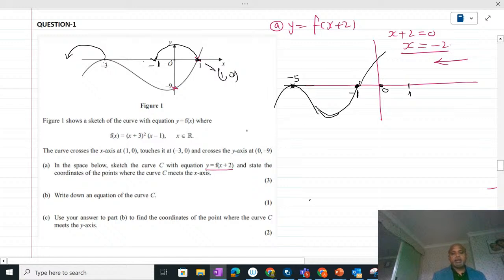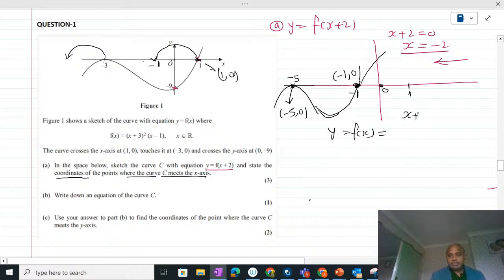So this will be the graph of y equals f(x + 2). Now they are saying the curve crosses the x-axis in the sketch. State the coordinates of the points where the curve meets the x-axis. So the coordinates of this point will be (-1, 0), and this point will be (-5, 0). They did not ask the question, but if you want to write down the equation of this curve, then you can write down. Our original equation was (x + 3) squared. They did not ask, I'm just telling you.